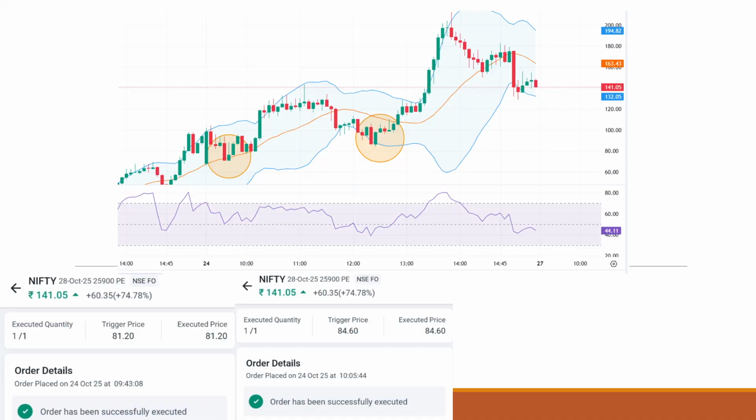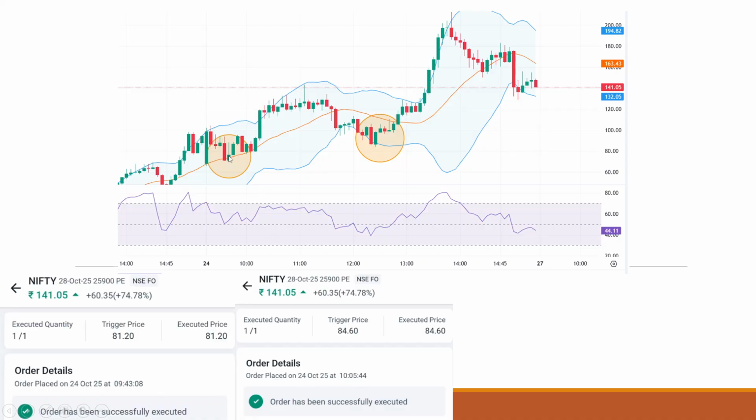I entered two trades. As you know, I will be trading the Bollinger Band theory. So here I took a trade at around this mid level when the candle broke towards the red, and a green candle was formed. So that was coinciding with the area which I showed in the previous slide. So you can see the timing at around 9:43 and at around 10:05.